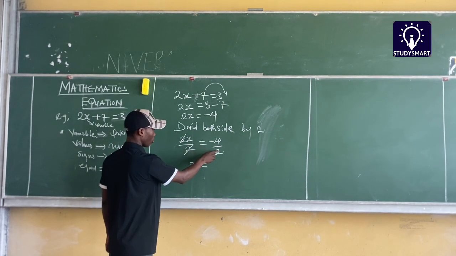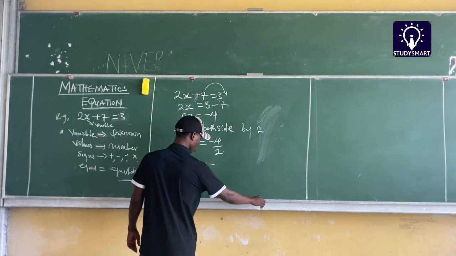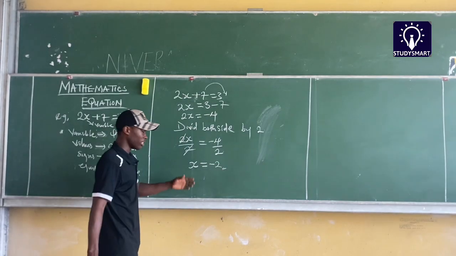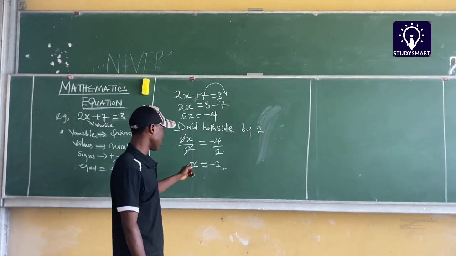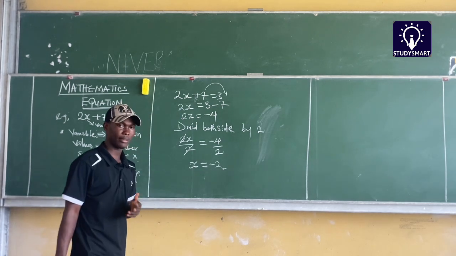And then we'll have a minus 4 over 2. Minus 4 over 2 will give you minus 2. So it means that the value of x here is minus 2. We can call it negative 2.